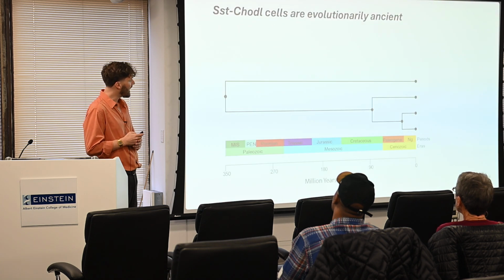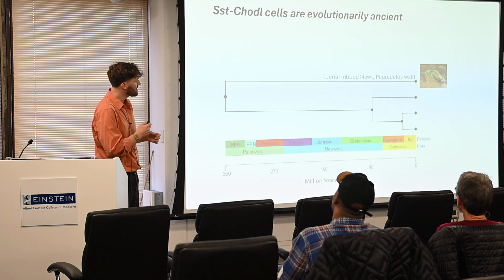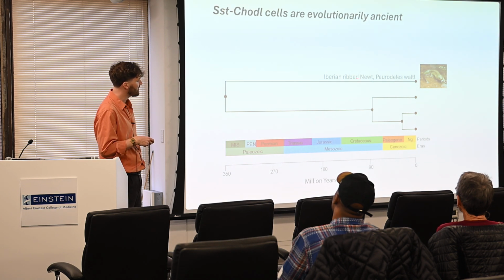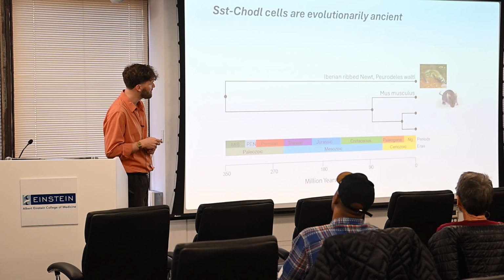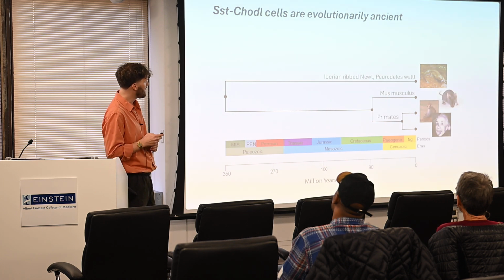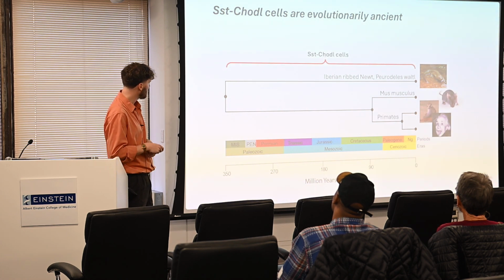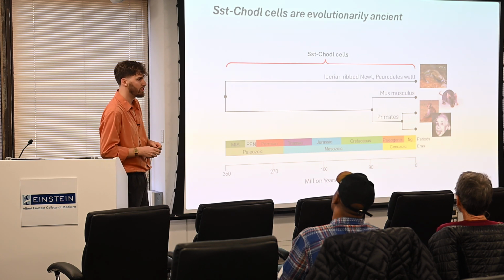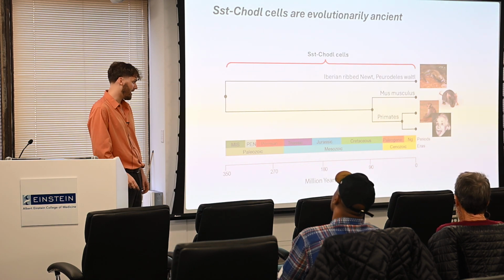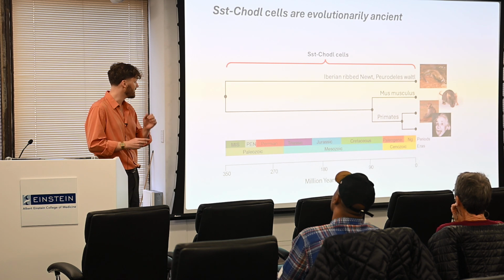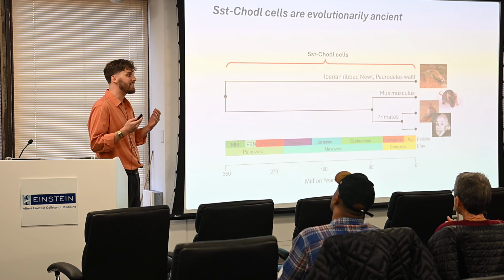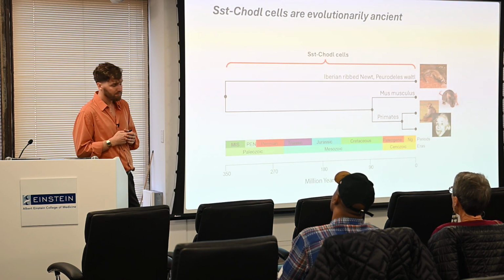But in fact, the opposite is true. These cells have been around for quite a while. They can be found in species as diverse as newts, amphibians, reptiles, mice, primates, and humans, conserved across 350 million evolutionary years, suggesting that they've been kept around to do something important.